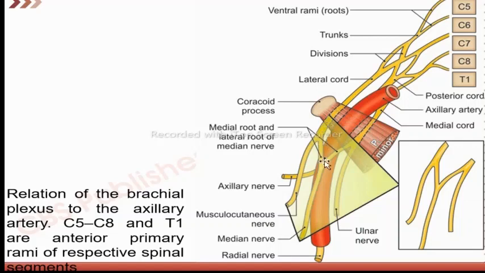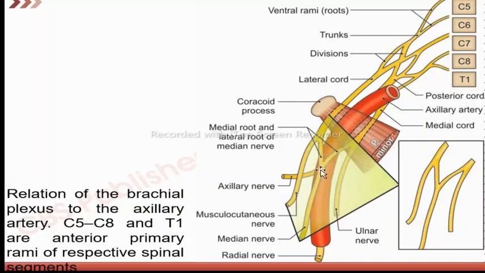Just below that, it forms an M pattern. When you trace this M pattern, you find the median nerve. The median nerve is formed by the medial root arising from the medial cord and the lateral root arising from the lateral cord. It is formed by two roots, so here we can see the M pattern, where both limbs of the M converge.